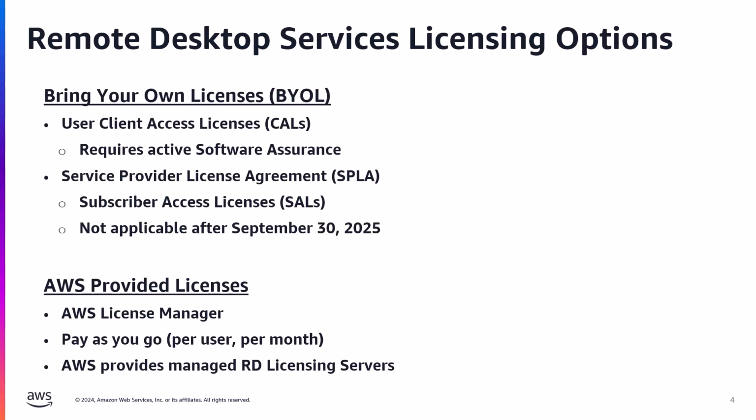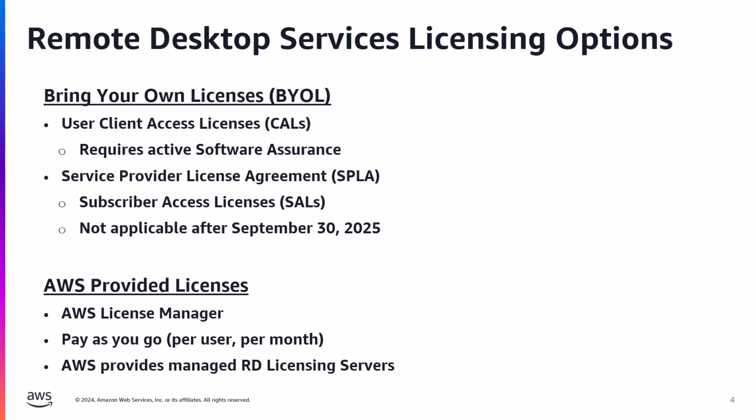Microsoft Remote Desktop Services can be licensed by bringing your own license or by using AWS-provided licenses. If you want to bring your own license, you would need to purchase Remote Desktop User Client Access Licenses, also known as CALs. Maintaining active Software Assurance is necessary to maintain compliance.